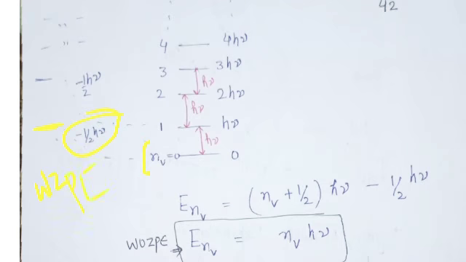The energy of the ground state in the previous system was half h nu, and if we subtract this amount of energy from the ground state, then we will get 0. So this is what we have done. When you subtract half h nu from each of the energy levels, you will get these values: h nu, 2 h nu, 3 h nu, 4 h nu. And in this case also, the difference between two energy levels is h nu.